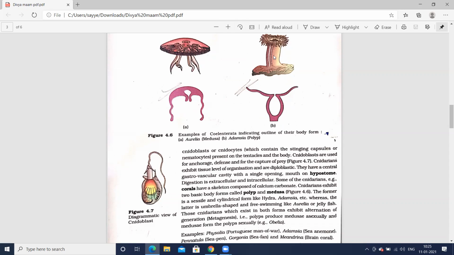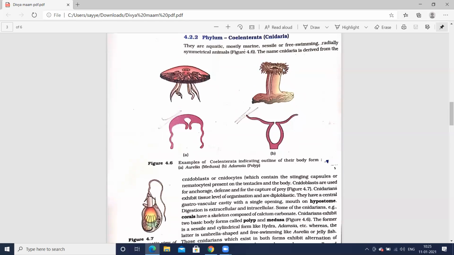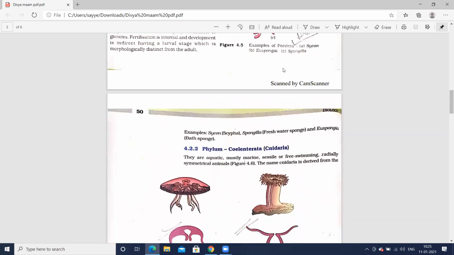Let's see this one. This is polyp or medusa? Polyp. Are they sessile or motile? Sessile. If you see, this is the hard substratum to which they attach themselves. So we've got two different forms, polyps and medusas, for coelenterates.